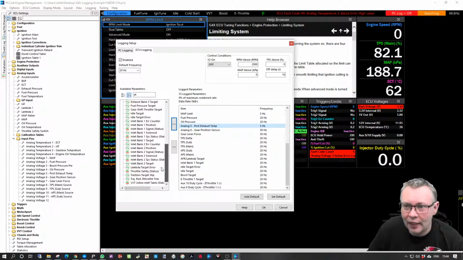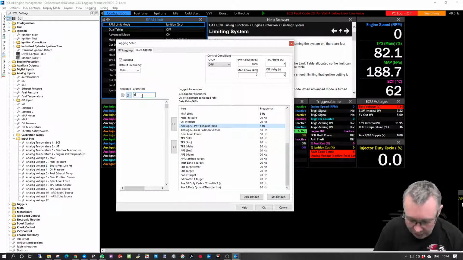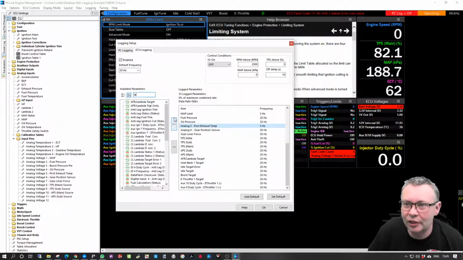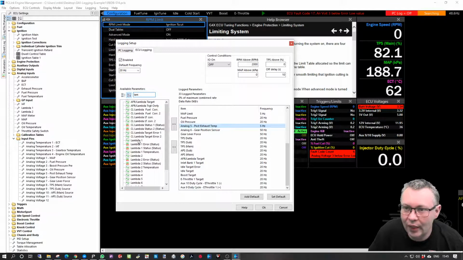So now looking at what we've pulled in a few minutes ago, we've got AFR target, but we haven't got lambda. So if the car only has one lambda sensor, well, we certainly want to look at what the lambda sensor is doing. So we want to pick up the lambda sensor at 20 hertz. But then it would be interested to pick up lambda error status, lambda 1 temperature.